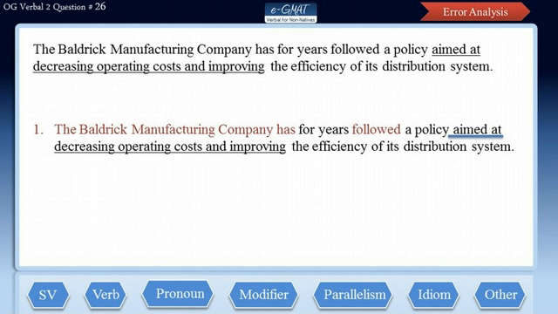so we do not have any modifier error here. The two factors that the policy aims at are decreasing operating costs and improving the efficiency of its distribution system. Now, both these factors are logically as well as grammatically parallel, so we do not have any parallelism error here also. Well, this sentence does not use any idiom, and the meaning of the sentence is also very clear the way it has been written. So, as such, there's no error in this sentence.